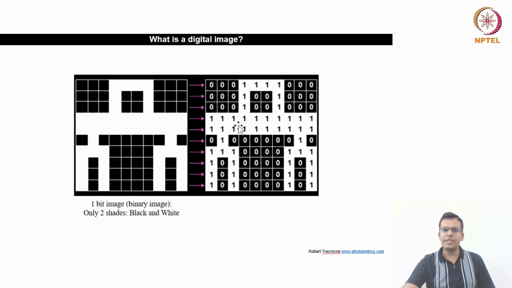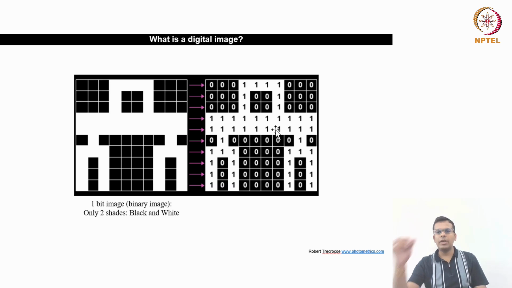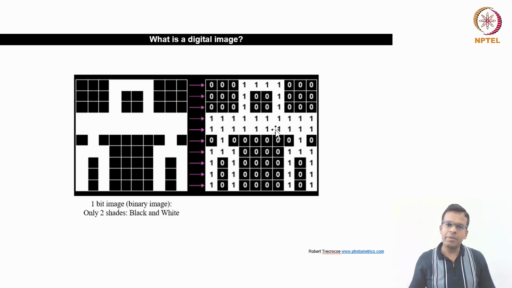Wherever the white pixel is there, it will put the value 1, and wherever the dark pixel is there, it will put the value 0. This is known as the 1-bit image or the binary image because it has only two shades, black and white. It's easy for the computer because there are only two values, either 0 or 1. There are no intermediate values.